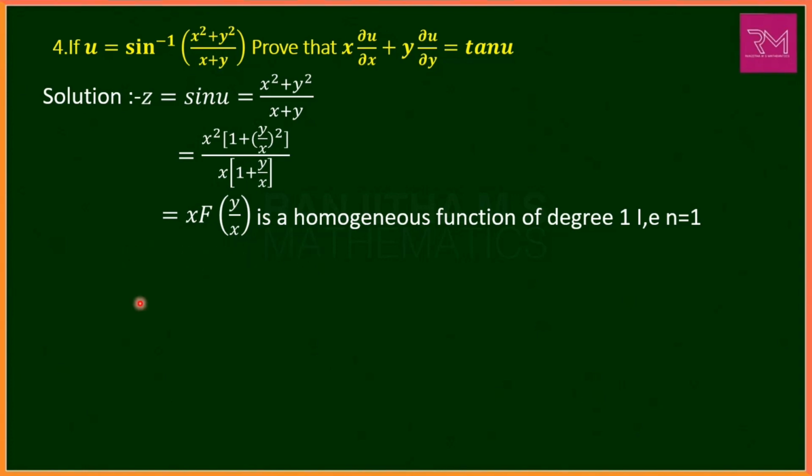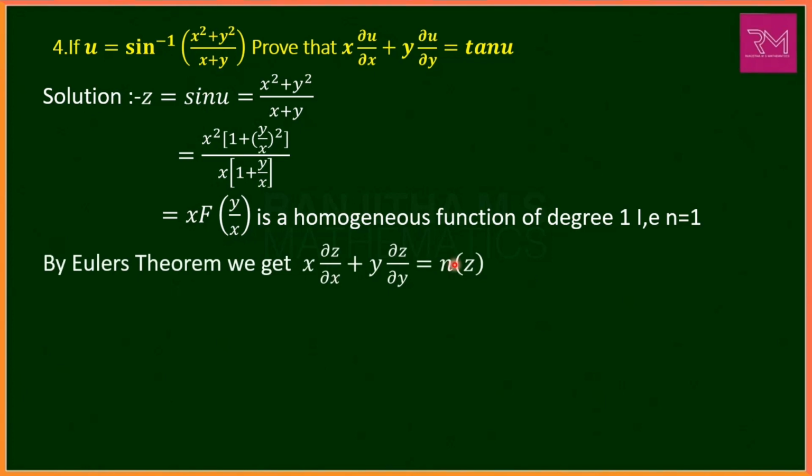Next step, to prove that x into del u by del x plus y into del u by del y value is equal to tan u. By Euler's theorem, we get x into del z by del x plus y into del z by del y, which is equal to n into z. This is because we are considering this equation value as z. So we have to apply Euler's theorem for the function z itself. So we get x into del z by del x plus y into del z by del y value, which is equal to n into z. This is our Euler's theorem.